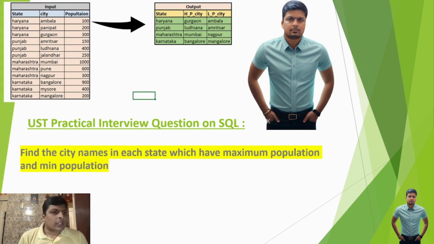I came across another interview question which was asked in UST Global, and that is a practical question on SQL. So the question is this: find the city name in each state which has the maximum population and minimum population.